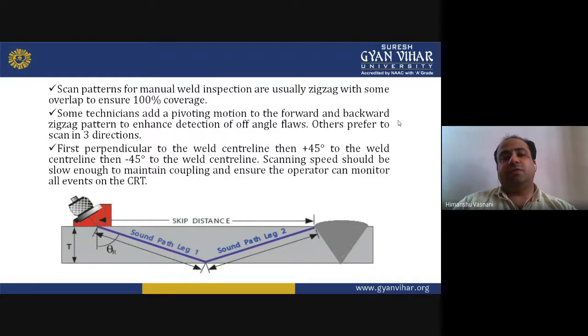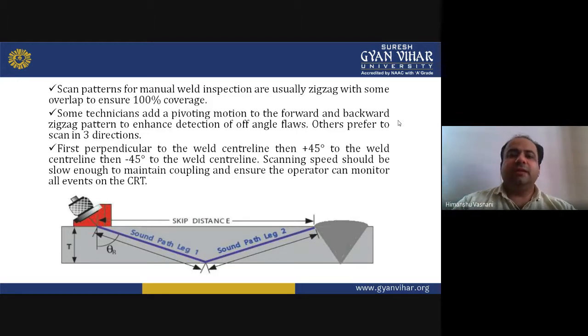Scan patterns for manual weld inspection are usually zigzag with some overlap to ensure 100% coverage. Some technicians add a pivoting motion to the forward and backward zigzag pattern. Why do they do this? To enhance detection of angled flaws. Others prefer to scan in three directions only: first perpendicular to the weld center line, then plus 45 degrees to the weld center line, and then minus 45 degrees to the weld center line.